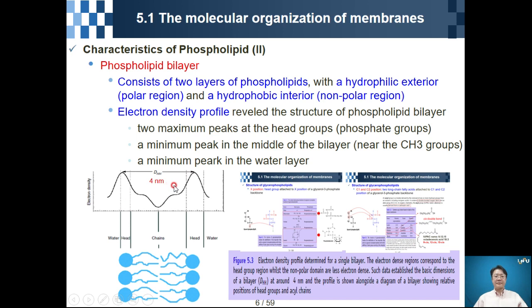Once again, the second characteristic of phospholipids is the phospholipid bilayer. The electron density profile reveals the structure of the phospholipid bilayer, which consists of two layers of phospholipid, a hydrophilic exterior and a hydrophobic interior. And the DHH dimension is about 4 nanometers.